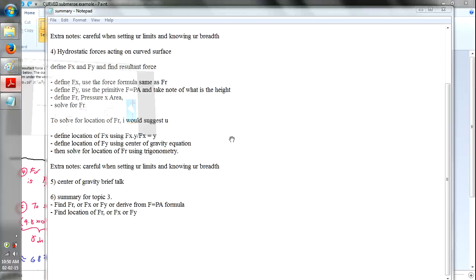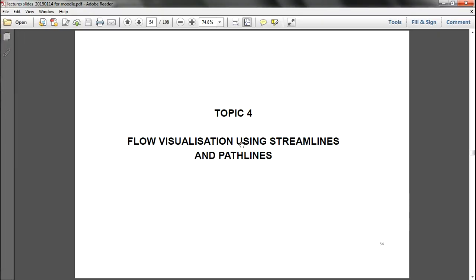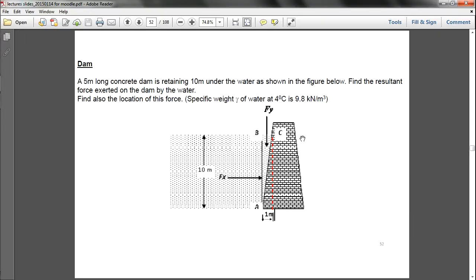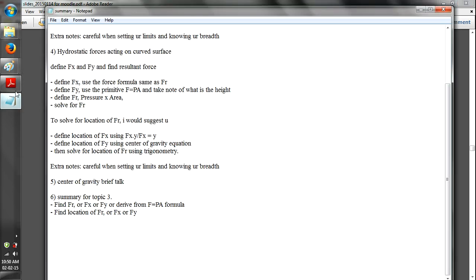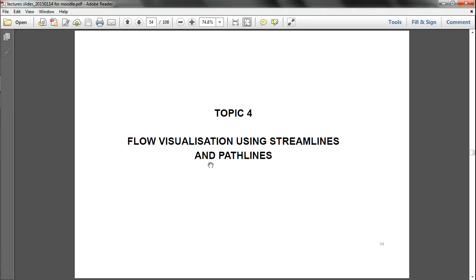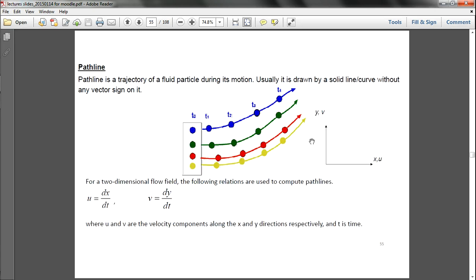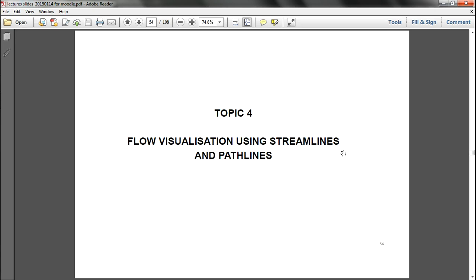Maybe in the next lesson we'll talk about how to derive the dam. I'm not going to do this for now. So I shall see you in the next lesson, which is flow visualization, and then we'll talk about what other stuff over here. So see you.